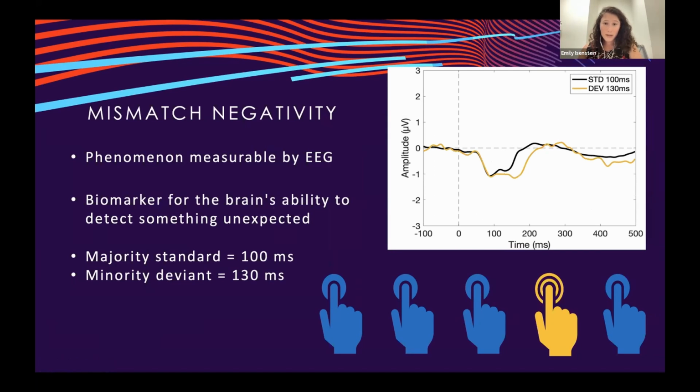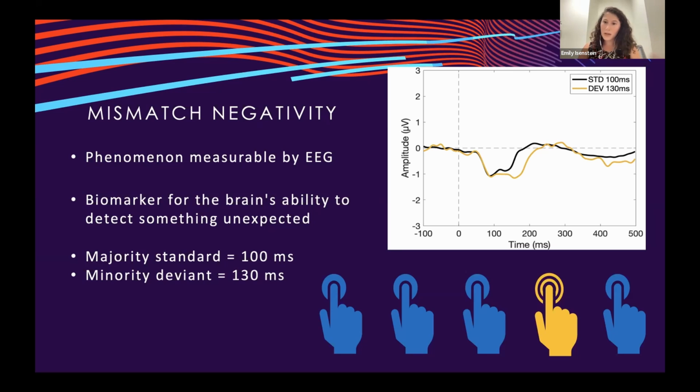So to add another layer to this, we're going to be doing something called a mismatch negativity. This is a phenomenon that's measurable by EEG, and it's a biomarker for the brain's ability to detect something unexpected. With this, we basically have a long stream of different stimuli, where 80% of them are one thing and 20% of them are a little different. So it creates the expectation that you're going to feel something repeatedly, and then every now and then you feel something different.